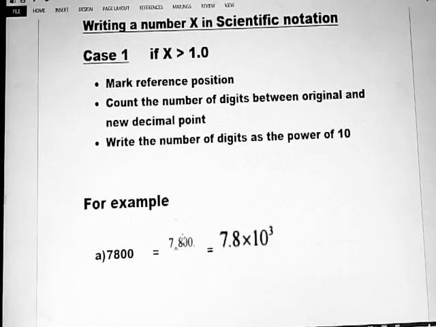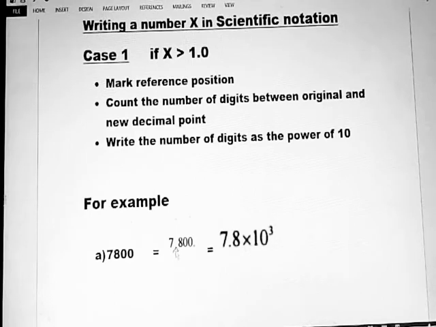What is meant by new decimal point? New decimal point means the position of the reference position is the new place of our decimal point, while the original place is maybe on the last or maybe in the middle. So count the number of digits between the original and the new decimal point.